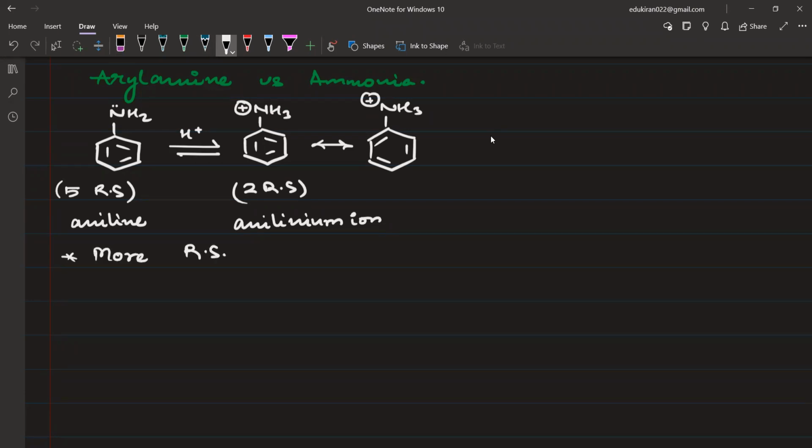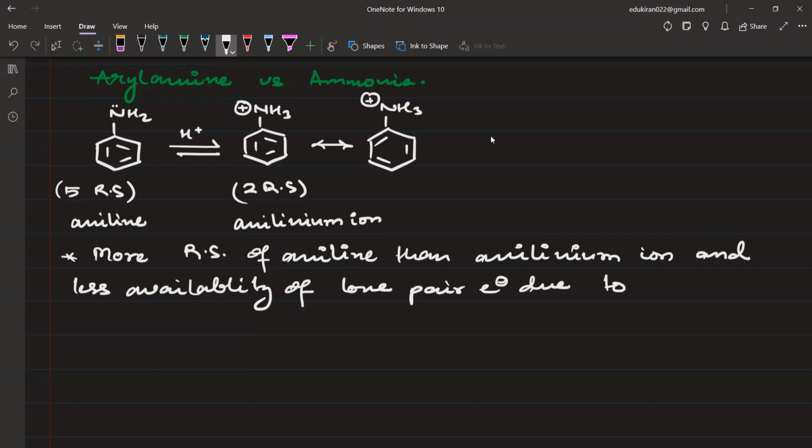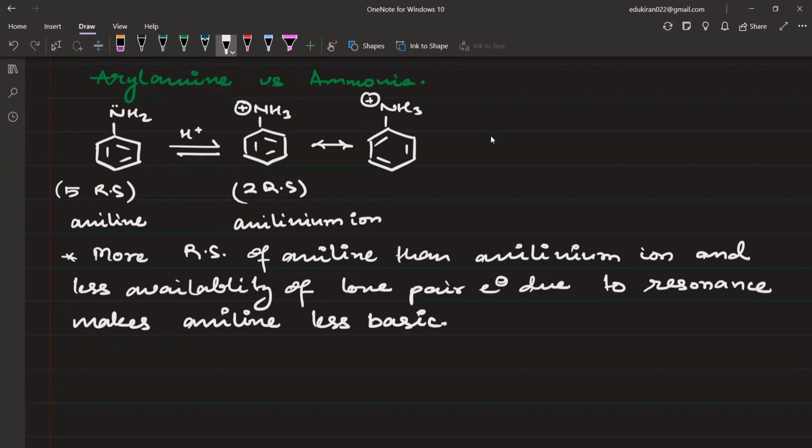More resonating structures of aniline than anilinium ion, and less availability of lone pair electrons due to resonance, makes aniline less basic. Right, next point.